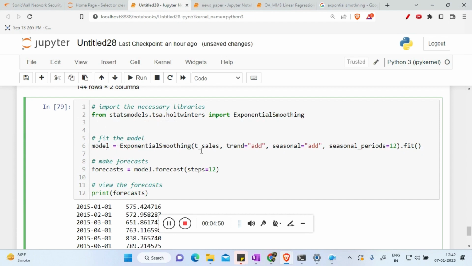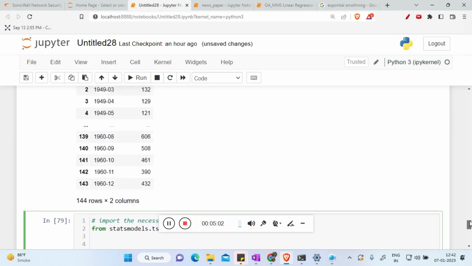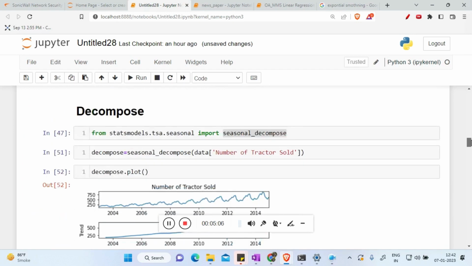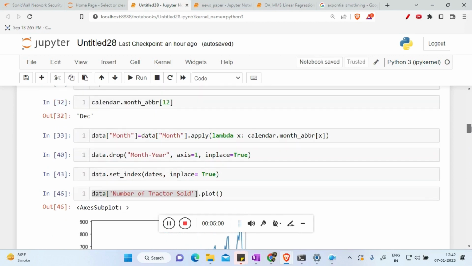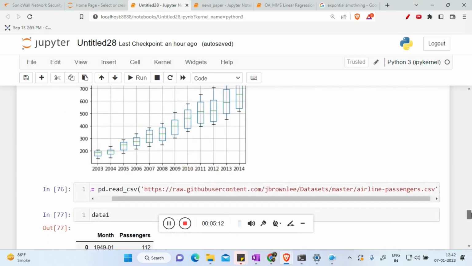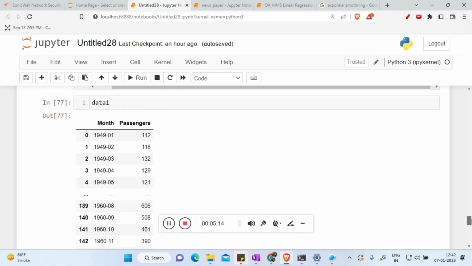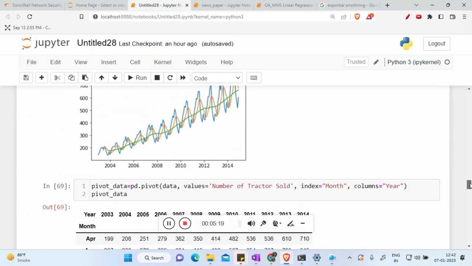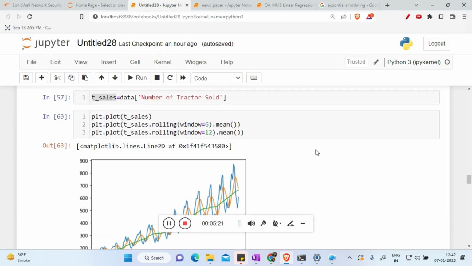Model is equal to ExponentialSmoothing. What data will I take? T sales. T sales is nothing but the number of tractors sold, is equal to T sale. You can see here what the T sales is. This is my data, I did a lot of cleaning. Here you can see T sales is equal to the data, number of tractors sold.